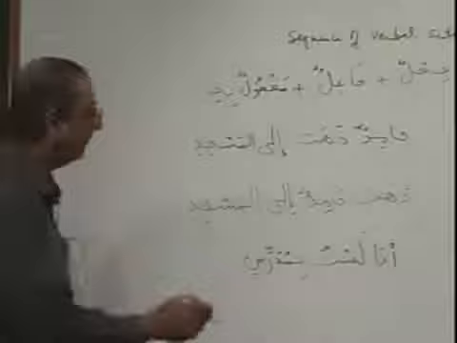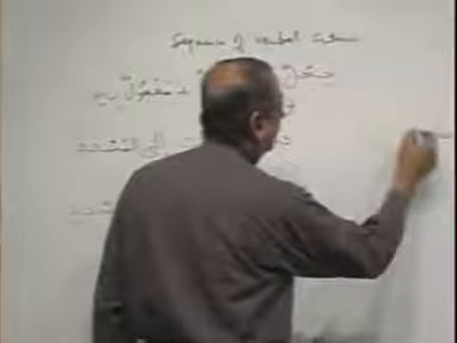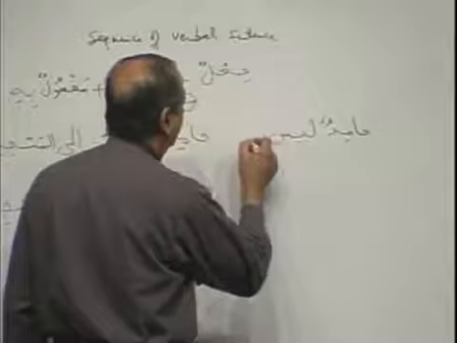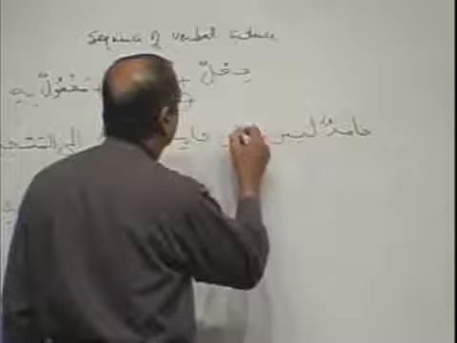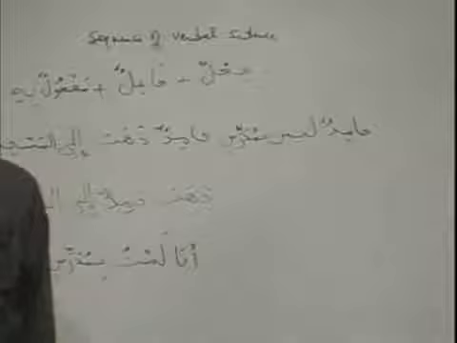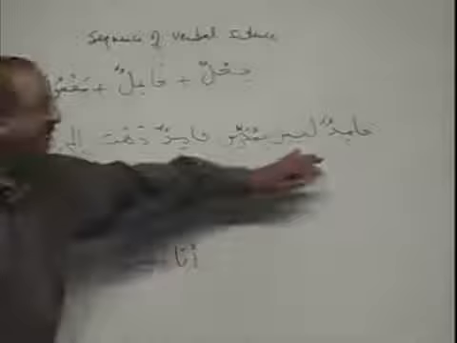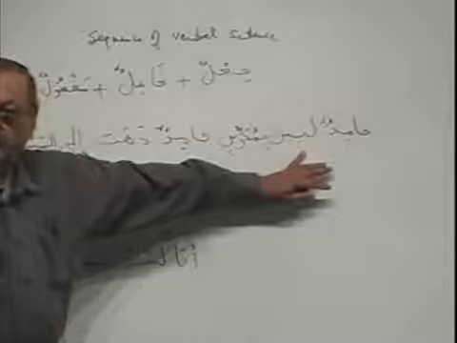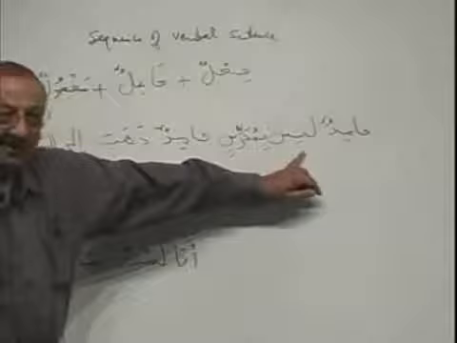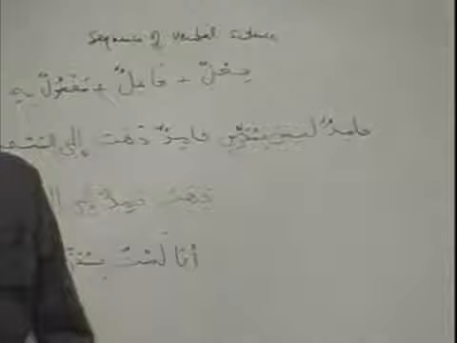So, if I write something very similar like this, Hamidun Laysa bi mudarrisin. Okay, brother and sister? Hamidun Laysa bi mudarrisin. What is the translation? Hamid is not a teacher. What is Hamid? Mubtada. Where is the khabar? The jumla fi'liya. So Laysa is a fi'l naqis jamid. Okay, where is Ismu Laysa? Mustatir. It is Mustatir. You cannot say Hamid is Ismu Laysa. Ismu Laysa is Mustatir. Because it has to come afterwards. Okay? And then Mudarrisin is the khabar.